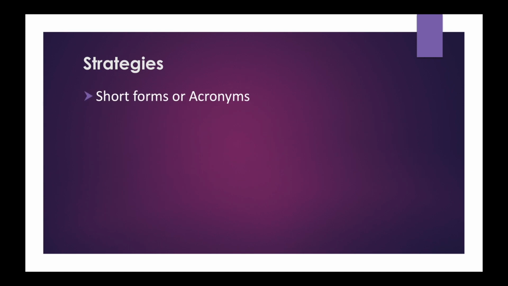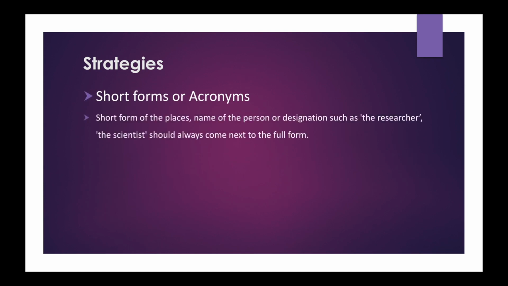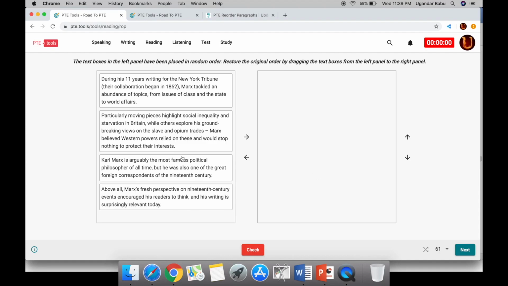Next is short forms or acronyms. Short form of the places, name of the person or designation such as the researcher, the scientist should always come next to the full form. Sometimes we could see the last name of the person in the first sentence and full name of the person in the other sentence. In that case, we should ensure that the sentence with full name should always be moved to the first place. Similarly, the acronym such as PTE should always follow the full description, which is Pearson Test of English. See this example. During his 11 years writing for the New York Tribune, this is similar to the previous example.